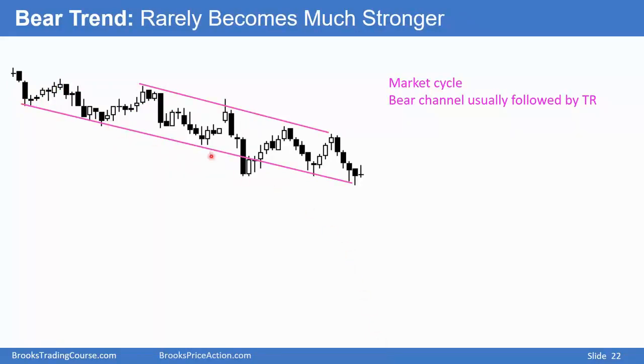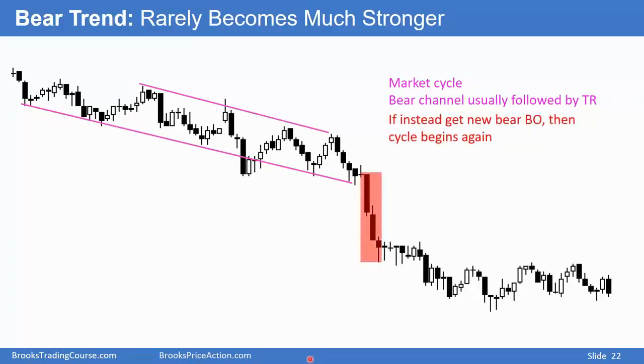Bear channel, 2 reversals, draw a line, reverse up here, broke below it, reversed up, reversed up, reversed up. So it looks like it's respecting the bottom of the channel. Bear channel, bull flag, 75% chance this bear channel is going to evolve into a trading range. Only 25% chance will the bears get a successful bear breakout and then another bear channel. This is an example of that 25%.